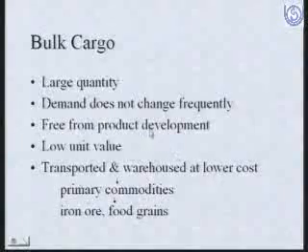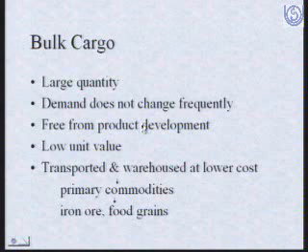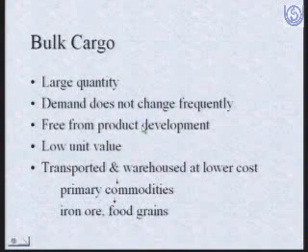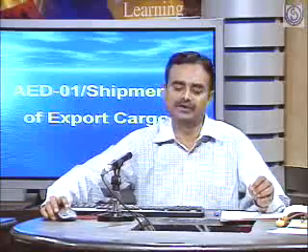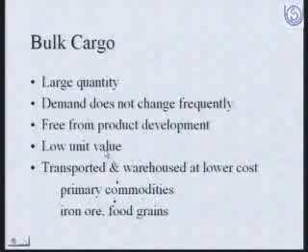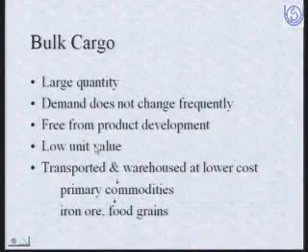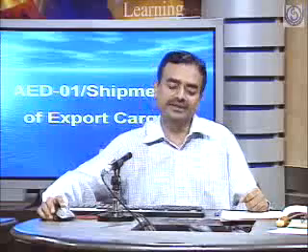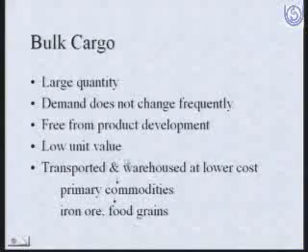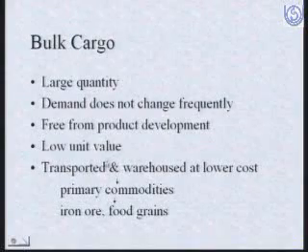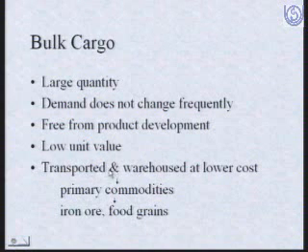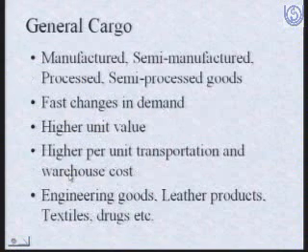Third, it is free from product development, because there is not always new development taking place in the commodities put into bulk cargo. New products are not being provided. Next, low unit cost, because it is transported in a large quantity, therefore the per unit cost is lesser. Next, it is transported and warehoused at lower cost. The cost of transportation is lesser than other forms of cargo, and examples are primary commodities, for example iron ore, food grains, etc.